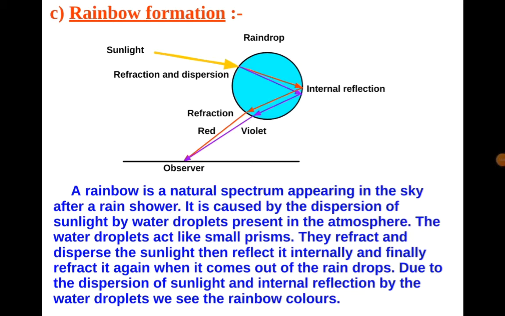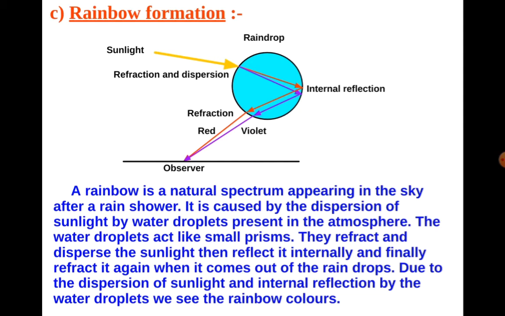How is this rainbow formed? The blue color dots which are drawn are the small water droplets formed here. You all know how the rainbow is formed. It always comes opposite of the sunlight, and it always comes after the rain showers. The rainbow is a natural spectrum appearing in the sky after a rain shower. It is caused by the dispersion of white light or sunlight by water droplets present in the atmosphere. The water droplet acts as a small prism here.